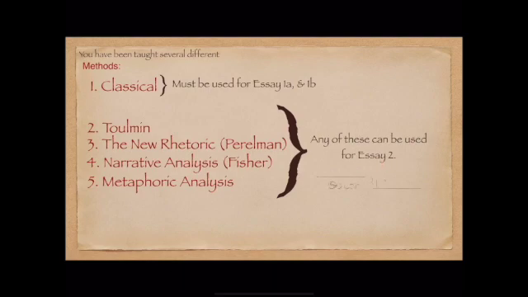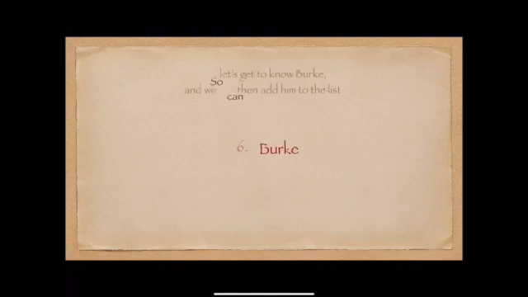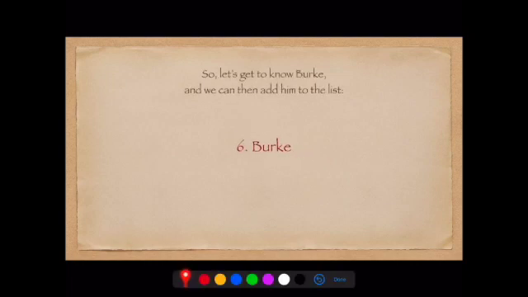Now, I started out saying we're going to introduce Burke. Burke can also fit into this group, so you can use Burke as well. If you wanted to, Burke can be added to that number 6. So we're going to get to know Burke a little bit in this lesson, and then you get to add him to your list. And actually, as we mentioned earlier, he'll be 6 and 7, or if you wish, 6A and 6B, because we're going to pick up 2 different methods from Burke's writings and thought, and we'll talk about each of those.